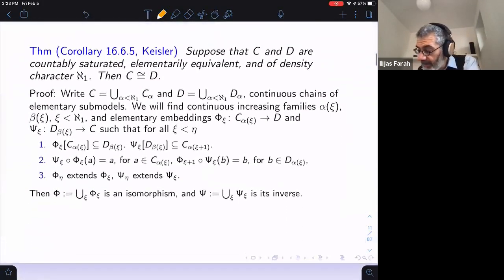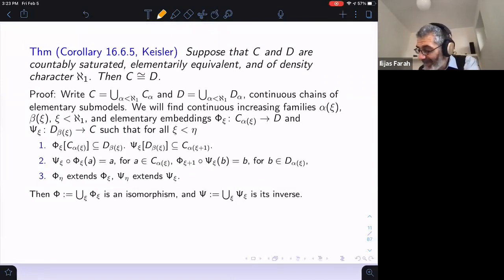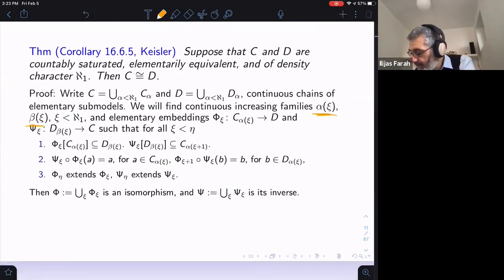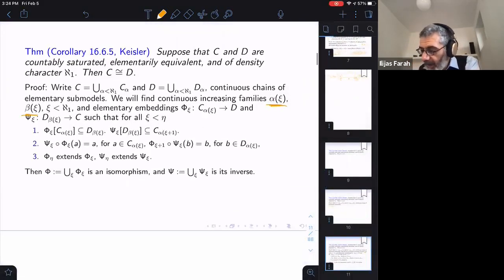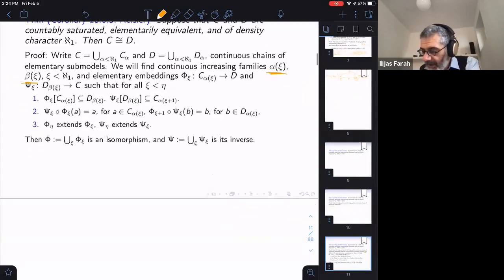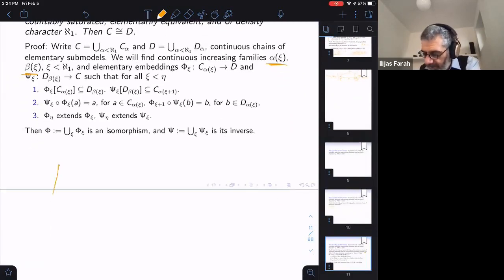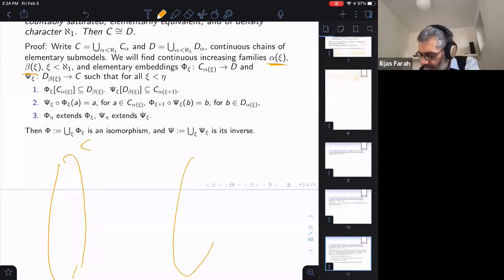And here is what we planned to do. We'll find these increasing families of ordinals. So alpha of xi and beta of xi are ordinals. I'll just add a page so that I can draw. And elementary embeddings phi xi from C alpha xi to D. Well, let me start drawing this so that it makes more sense. So here is C, here is D.